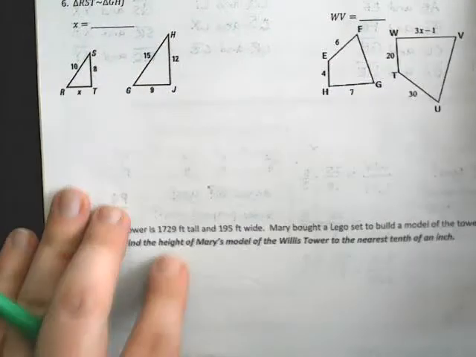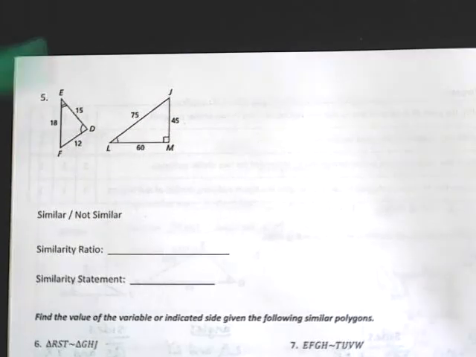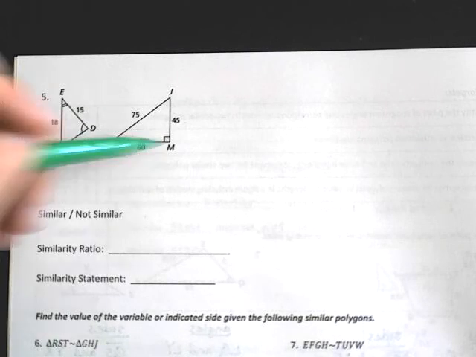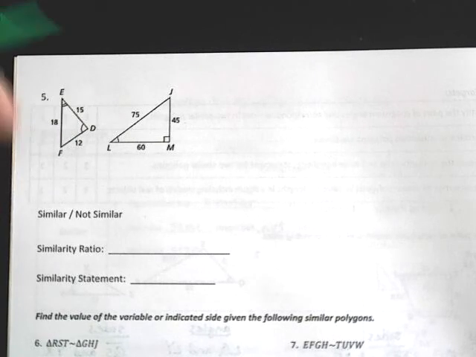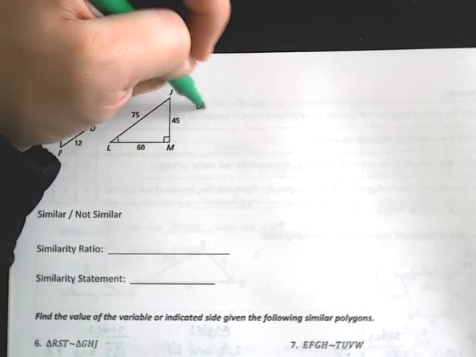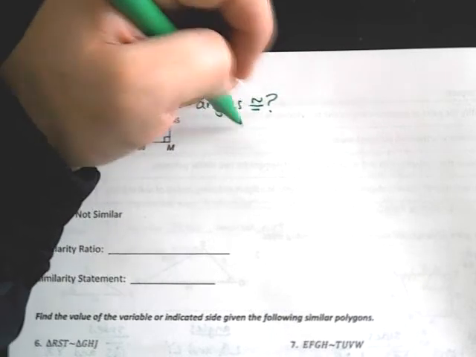If we take a look at one more at the very top, number 5, this one hopefully should be pretty easy. What do we notice here, guys? I have a double arc mark in this picture. I don't have a double arc mark over here. What does that tell me? That tells me that E is not congruent to any angle in our other triangle. Okay, so angles, when I check, are the angles congruent? I can immediately say no.